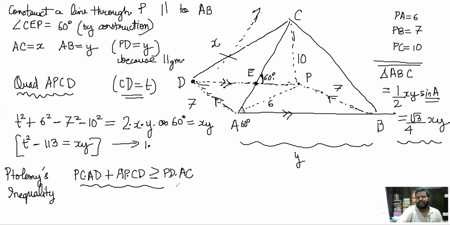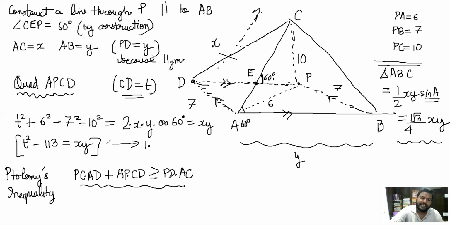This is a standard inequality. You can find it anywhere. Now, this inequality actually becomes an equality if the quadrilateral APCD was cyclic. So in that case, you have Ptolemy's theorem, which says that the sum of the products of the opposite sides of a cyclic quadrilateral is equal to the product of the diagonals. But we'll use this inequality here.